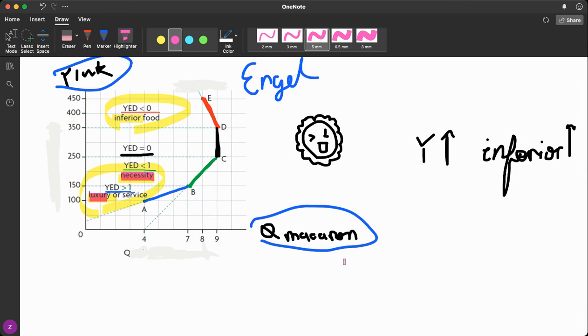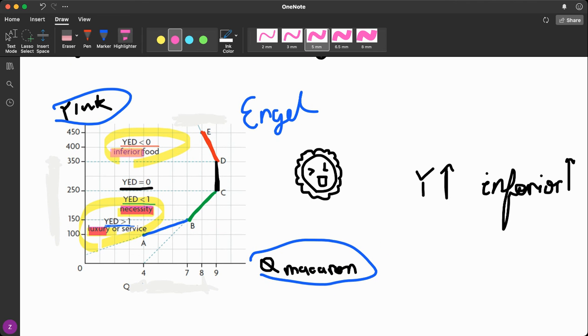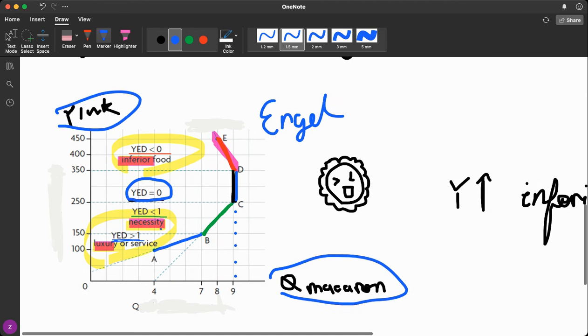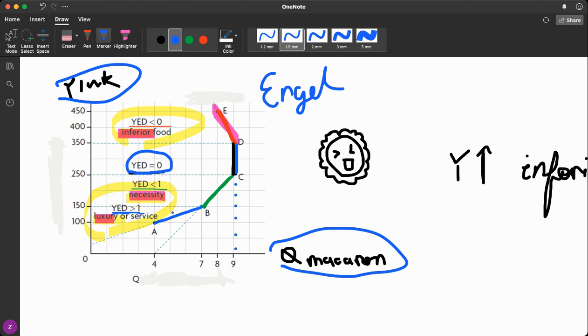Inferior good is easier to tell. It is the part where the curve will actually slope down, which is here at this region, right? So income goes down, my demand will go up. And next, this part DC represents YED equal to 0. Since the change in income doesn't really affect demand, you can see that the quantity actually stays at the same level, right? And as we have already talked about previously, for normal goods, demand and income will go in the same direction. So AB and BC both satisfy this condition.